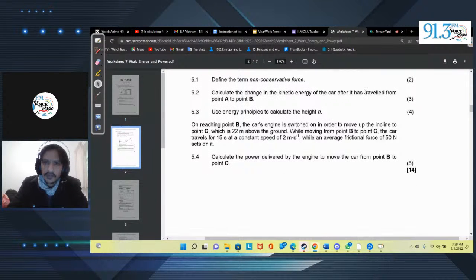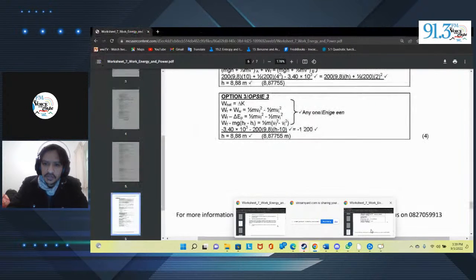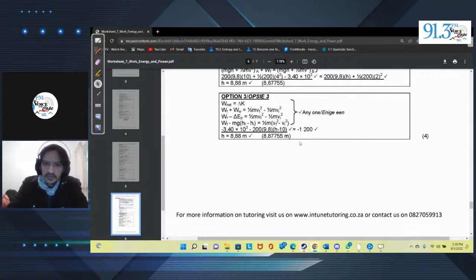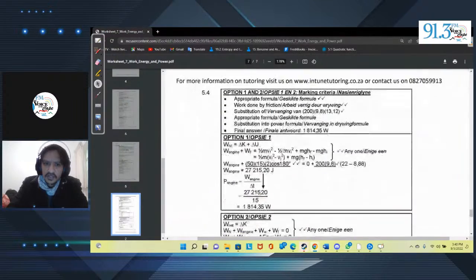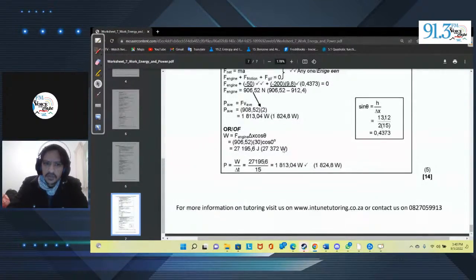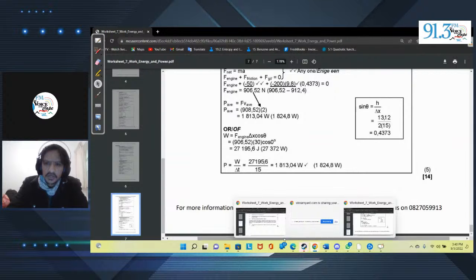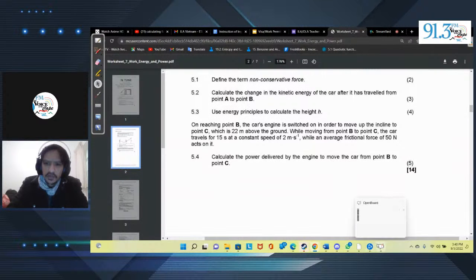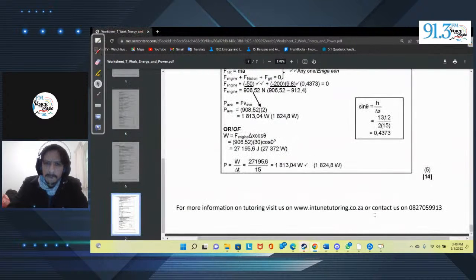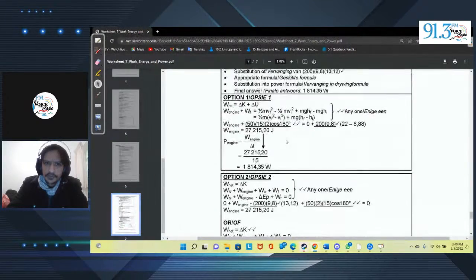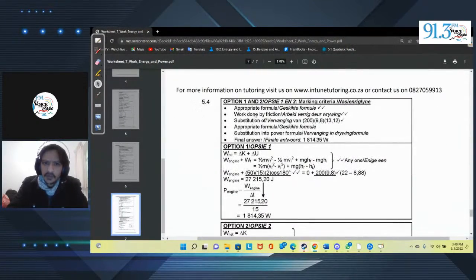Okay, now we'll look at the memo here since we are running a little bit short on time, and we'll make sense of this the best we can. Now, if we scroll down, let me just double check what question this was. 5.4. Okay, let's go to 5.4. And here we go. And what do they state to us? Well, appropriate formula used. Once again, non-conservative energy is equal to change in kinetic energy plus change in potential energy.